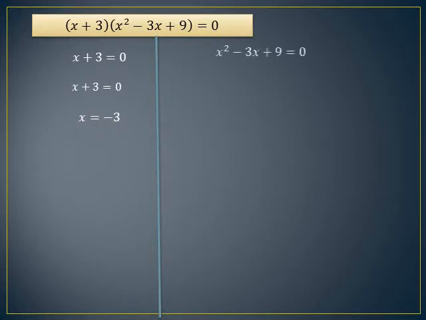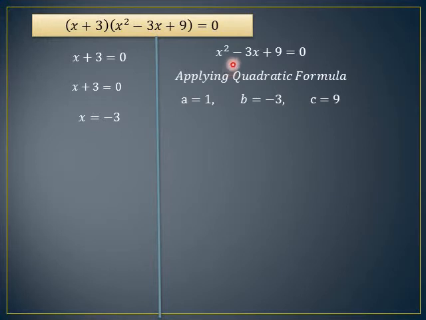Now going to the other side of the equation, x square minus 3x plus 9 equals 0. We cannot break the middle term here. So what will we do? We will apply the quadratic formula. Applying the quadratic formula, we first have to find the values of a, b and c. The value of a is the coefficient of x square, which is 1. b is the coefficient of x, which is minus 3, and c is the constant term, which is plus 9.